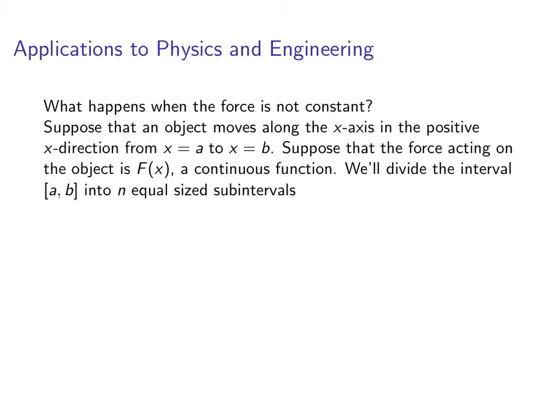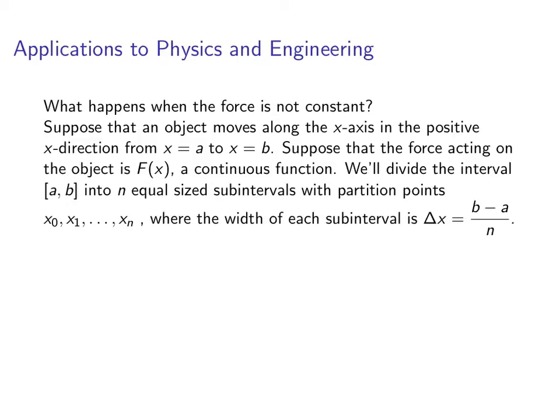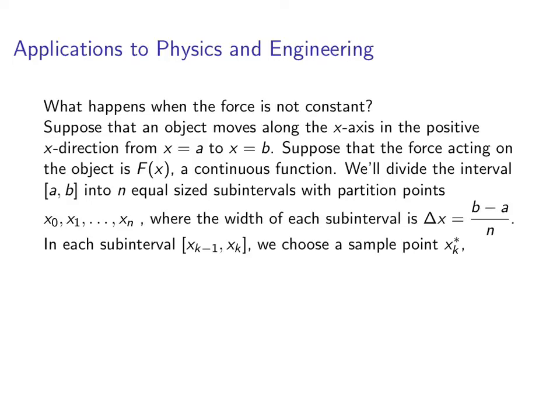We divide the interval from a to b into n equal-sized subintervals with partition points. The partition points are going to be x0, x1, all the way to xn. Of course, the width of each subinterval is delta x equals (b minus a) over n. And in each subinterval, x sub k minus 1 up to x sub k, we choose a sample point, xk star, and then the force at each xk star is f of xk star.